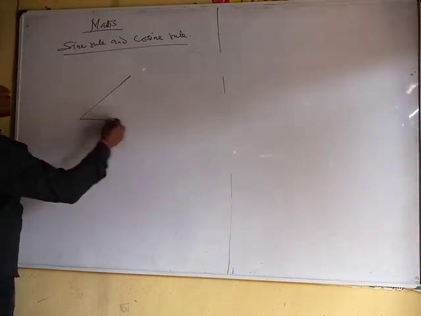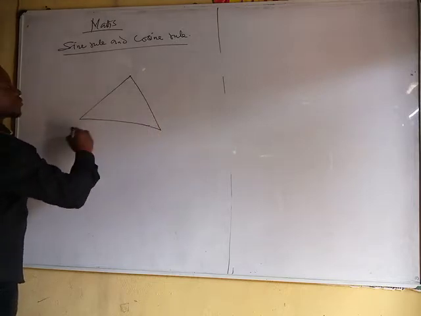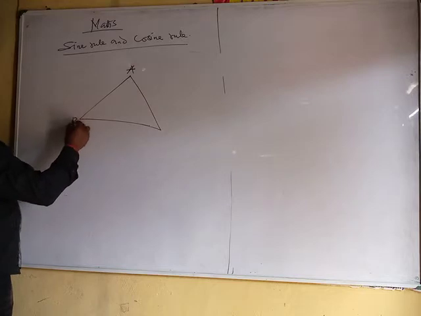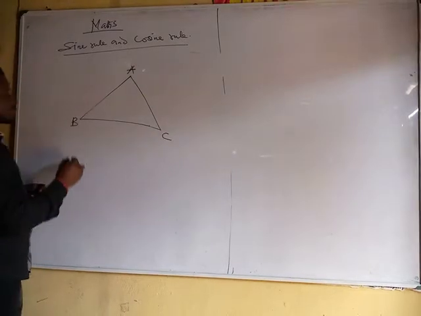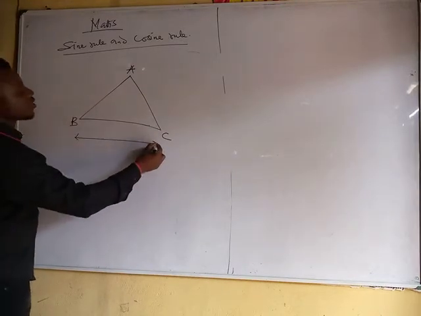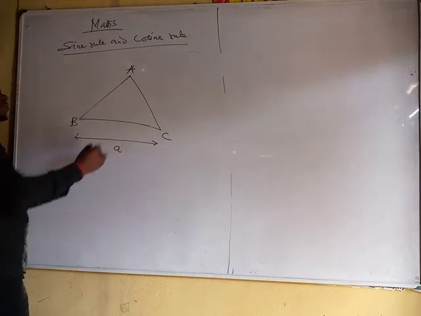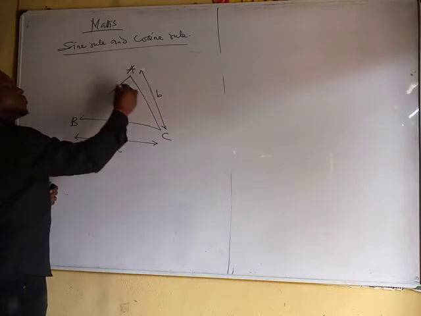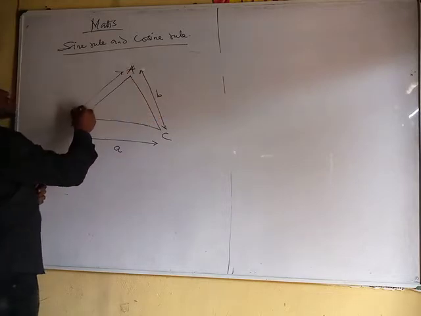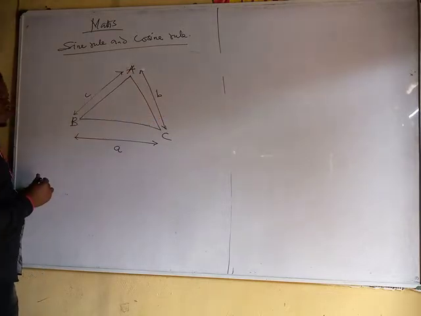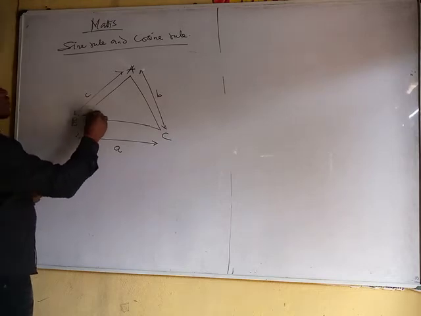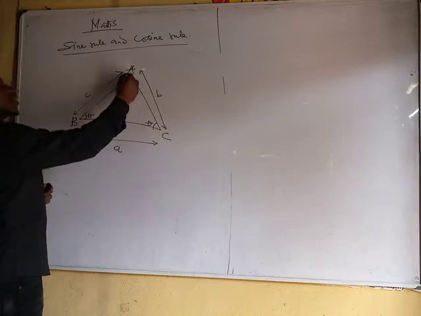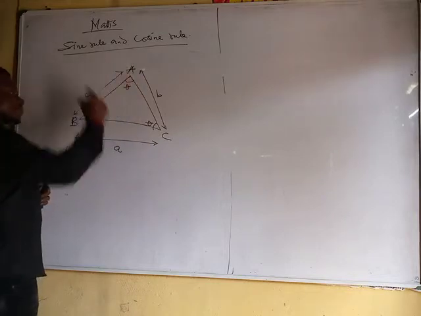Now, let us go into what we have today. I have this as a triangle, and I call here A, here B, and C. From here to here is given as small a, that's the distance of A. From here to here is our b. From here to here is given as our c. Here is the angle of B, here is the angle of C, and here is the angle of A.